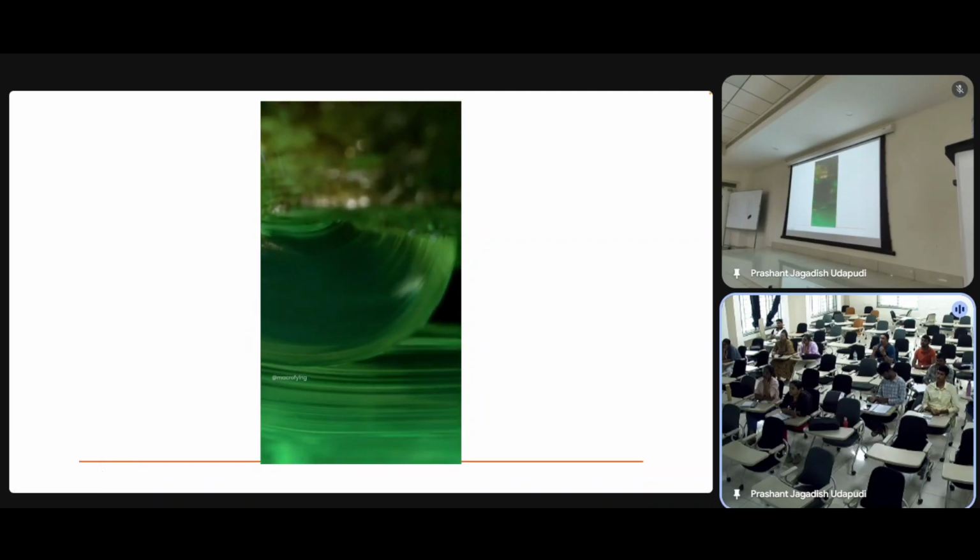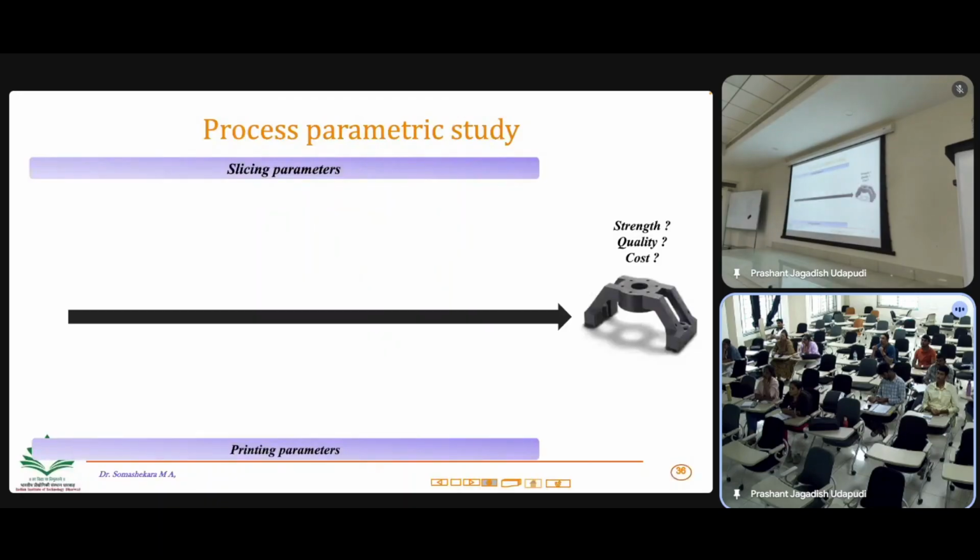So this is actually the question: with this kind of air bubbles and this kind of defects, how can you play with the process parameters? For example, if I want to decide the strength of the component, or the quality, and then the cost of the material or the cost of the printed parts, what are the parameters that we need to worry about?